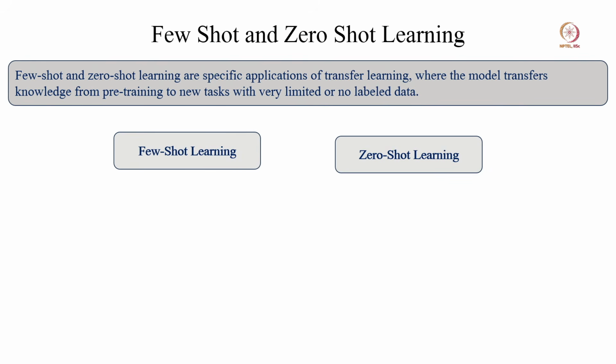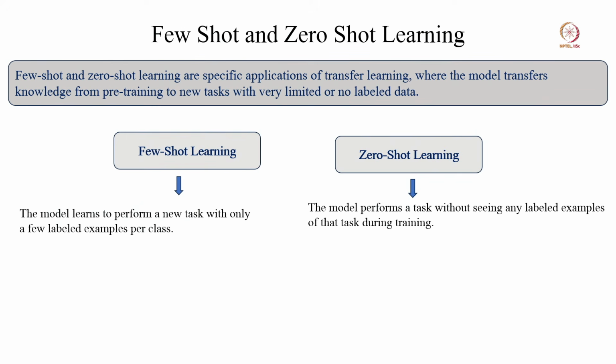We will see the difference between few shot learning and zero shot learning. In few shot learning, the model learns to perform a new task with only a few labeled examples per class. It is using the pre-trained model's knowledge, and then you show the model a few examples and it will be able to perform the new task. This is called few shot learning, whereas in zero shot learning the model performs a task without seeing any labeled examples of that task during training. These are also two applications of transfer learning.